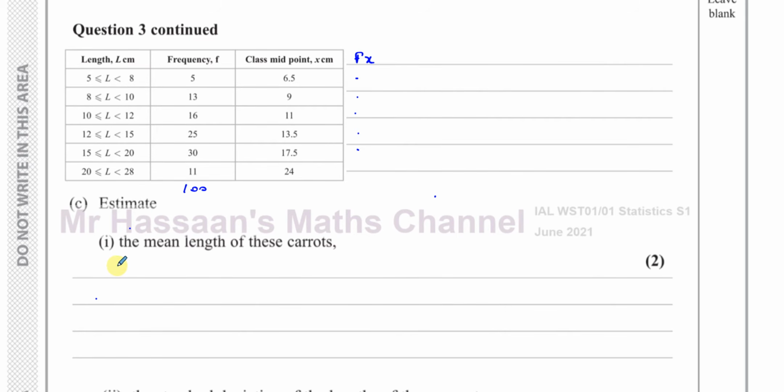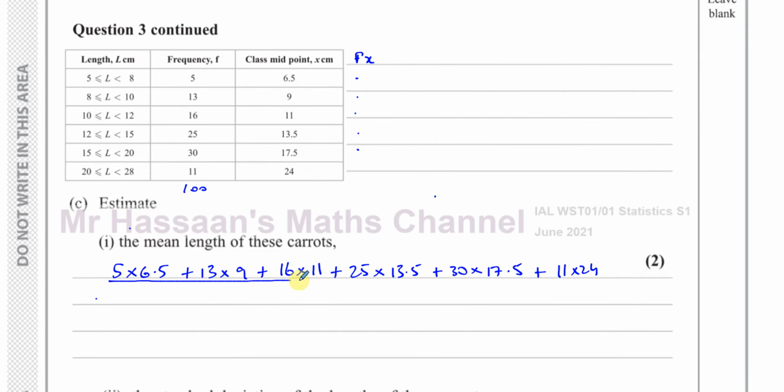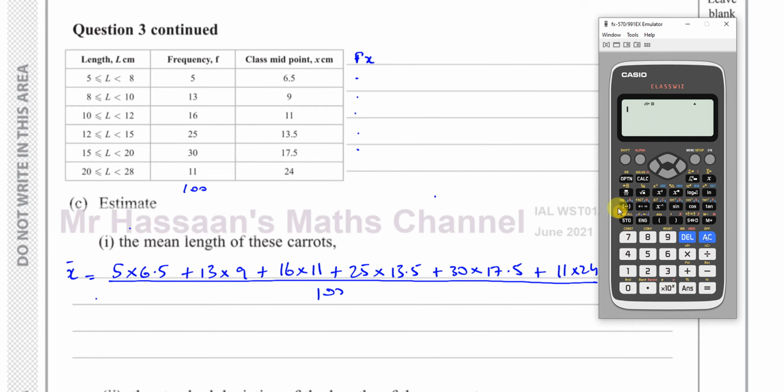So I'll just write the steps here. So it's 5 times 6.5 plus 13 times 9 plus 16 times 11 plus 25 times 13.5 plus 30 times 17.5 plus 11 times 24, and all of that is divided by 100. And that will give me the mean length of the carrots. Okay, so let's just put that in a calculator. You have to be very careful here not to make a mistake. It's easy to just type the wrong number.